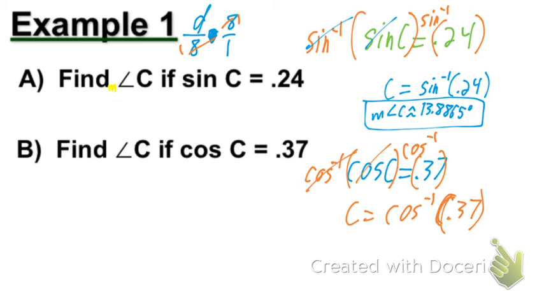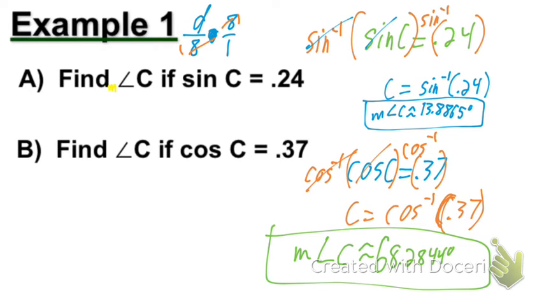And we end up finding out, when we type that into our calculator and let it do the work, that the measure of angle C is approximately, to 4 decimal places, 68.2844 degrees. Make sure we have that degree label on there, okay? If you didn't put the degree label, write that in now so you remember it later.